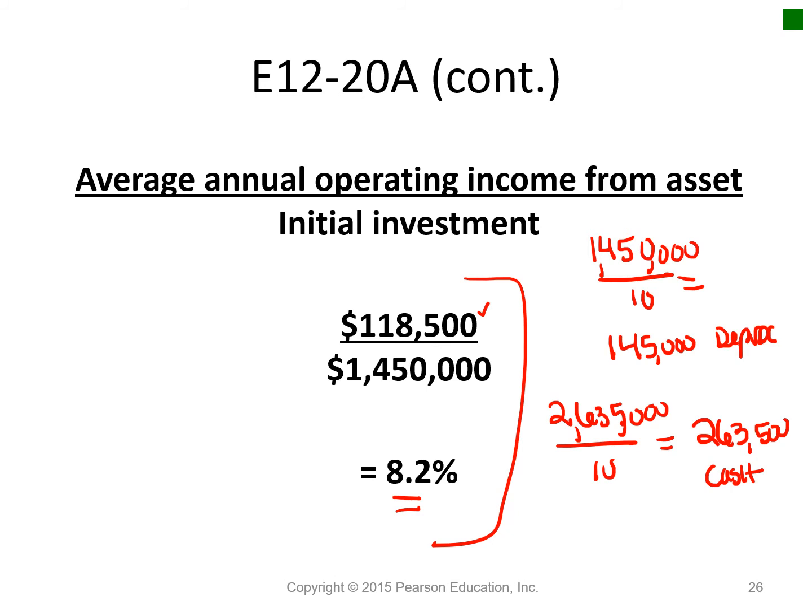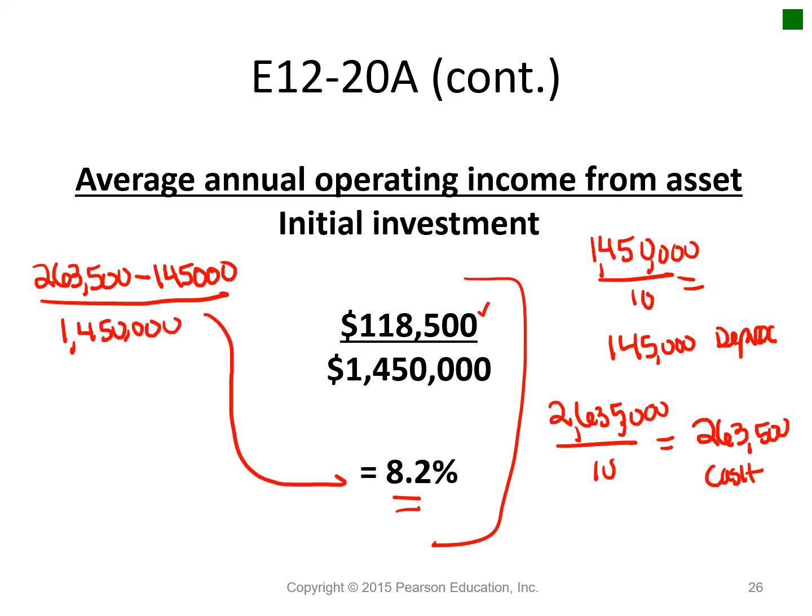So then the other method that we've been showing you is you could also take the average cash flows, which is $263,500, subtract out that depreciation, which again yearly, so you'd subtract out $145,000, and then divide that by your initial investment of $1,450,000. That's another way to get to the 8.2%.